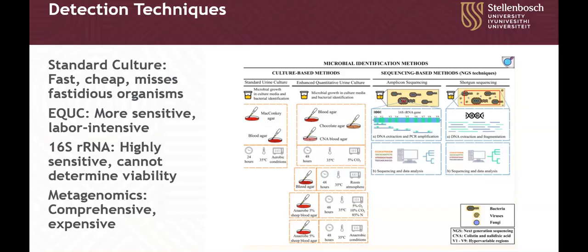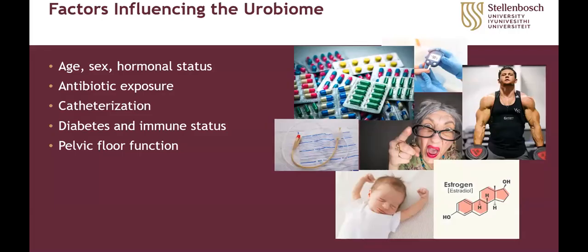And then your metagenomics, which is the most comprehensive, but also very expensive. Right, so what influences our urinary microbiome, or the urobiome?